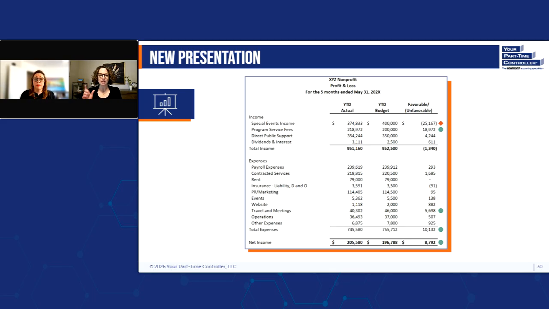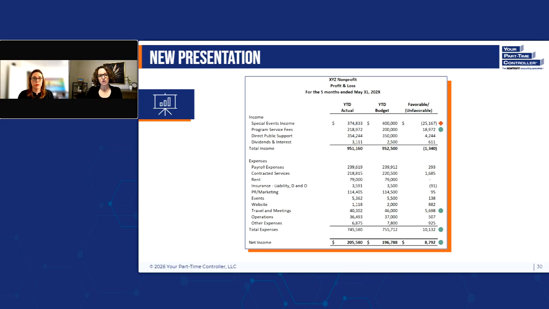So really, relabeling so that the positive is favorable and the negative is unfavorable can help you save some time trying to figure that out. We've also added some conditional formatting in Excel to show an icon next to the variances over 5,000, either positive or negative. Now it should be easier for you to see that the special events income is below year-to-date budget in that red diamond shape, and the program service fees are above budget in the green circle.